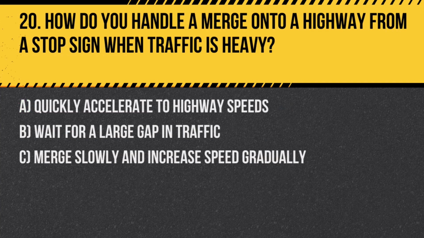Question 20. How do you handle a merge onto a highway from a stop sign when traffic is heavy? A. Quickly accelerate to highway speeds. B. Wait for a large gap in traffic. C. Merge slowly and increase speed gradually. Answer: B. Wait for a large gap in traffic. When merging onto a highway from a stop sign, especially in heavy traffic, it's important to wait for a large enough gap to safely enter the highway and then accelerate to match the speed of traffic.